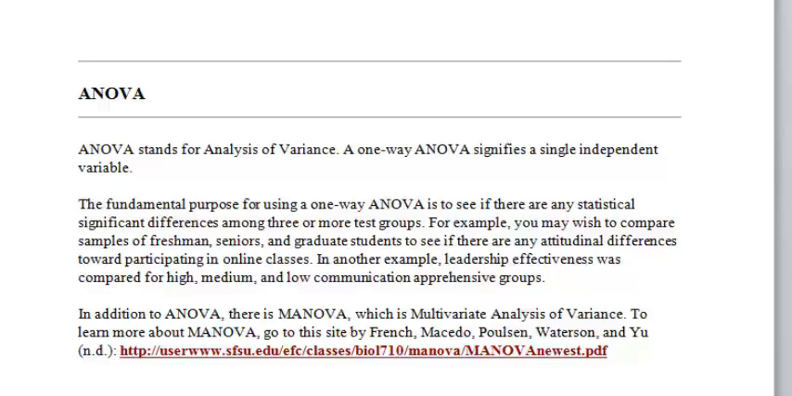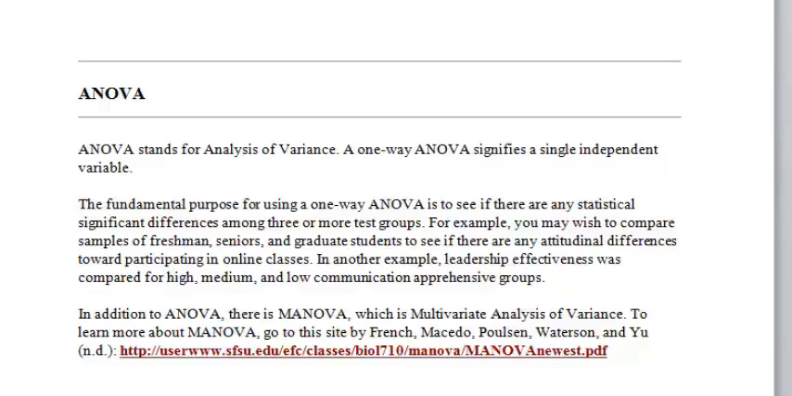Another example would be leadership effectiveness that was looked at to compare high, medium, and low comprehensive groups. So again, we have an independent variable being leadership effectiveness, but we have 3 different types of groups. Now, in addition to the ANOVA, there's what's called the MANOVA, which is the multivariate analysis of variance. To learn a little more about that, you can go to the site that's indicated here. If you want, go ahead and turn off the video and go to that site to get a little more information. But you'll see that multivariate just means that you don't have a single independent variable. Instead, you have many independent variables.